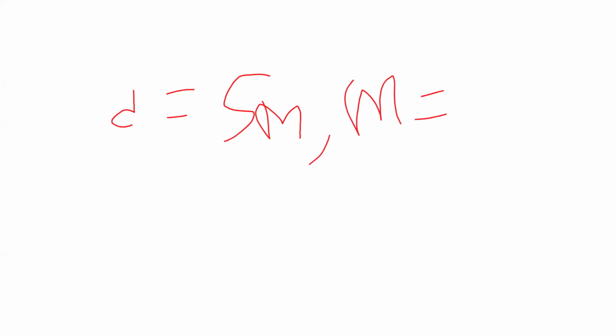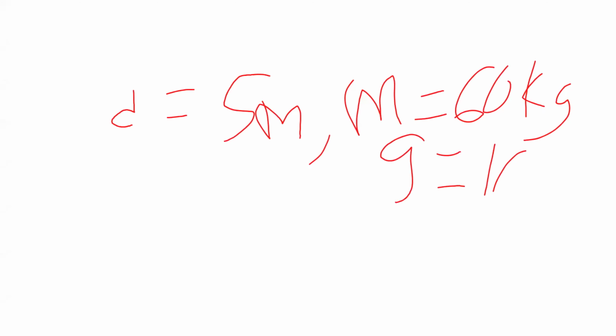Now, remember, they have given us 3 things. They have given us the distance of the staircase, or the height of the staircase, which is 5 meters. They have given us the mass of this person, which is 60 kilograms. And they have given us g, acceleration due to gravity, which is 10 meters per second squared.